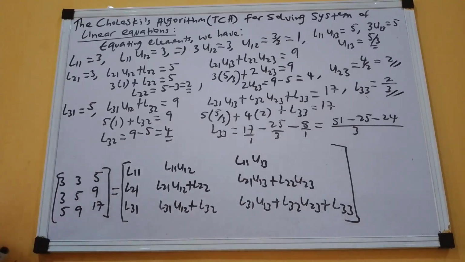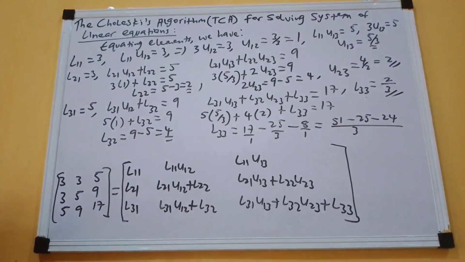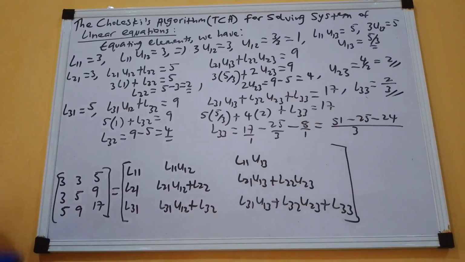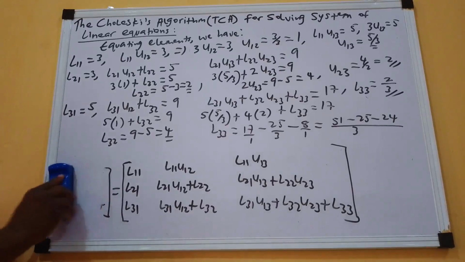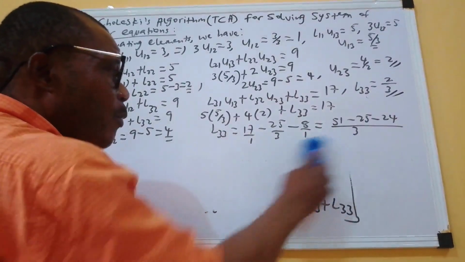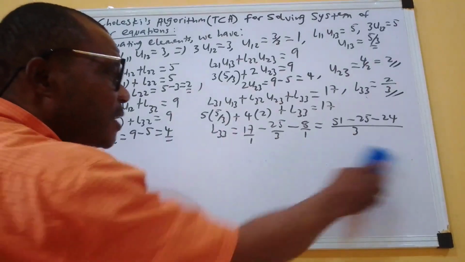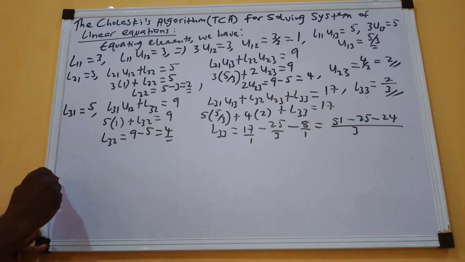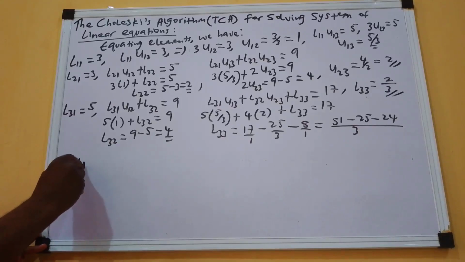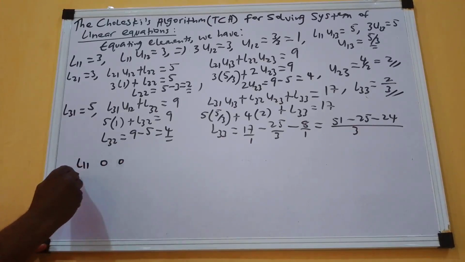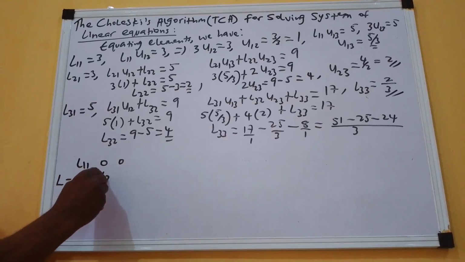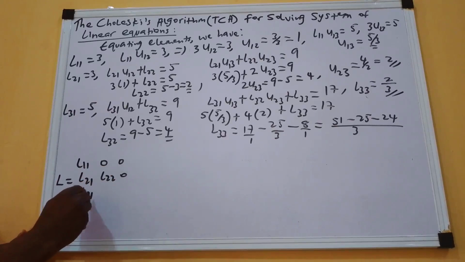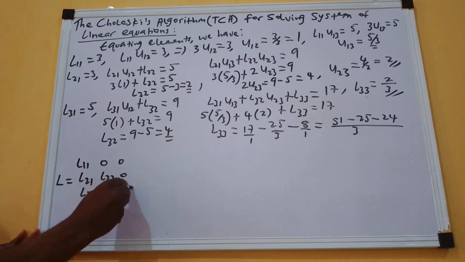Now we are going to bring out these values and put them into L and U. Permit me to clean this part of the board. I hope you have been following. We are still in step 1, decomposing A into a lower triangular matrix and an upper diagonal matrix. Remember, our L is equal to L11, 0, 0, L21, L22, 0, L31, L32, L33.